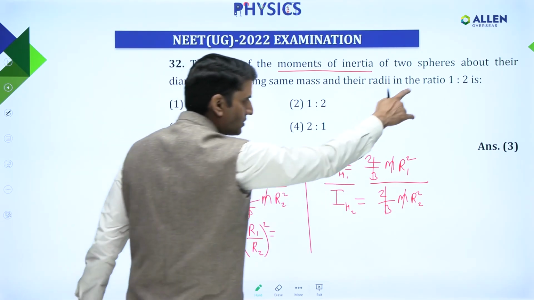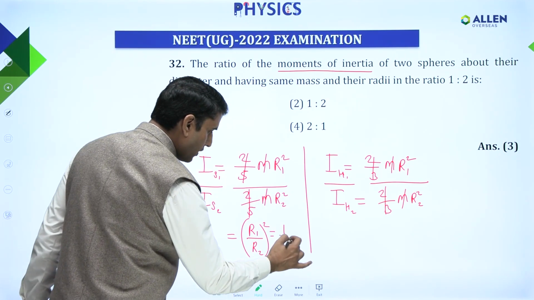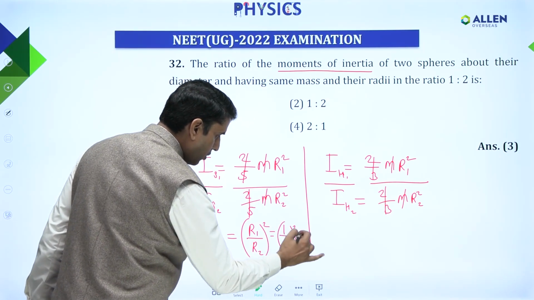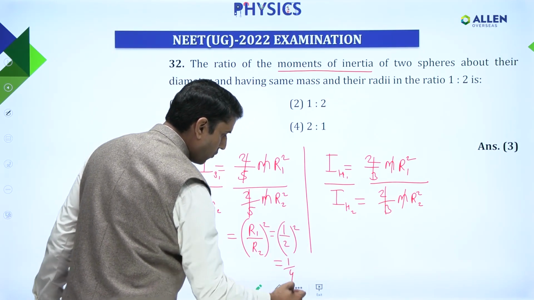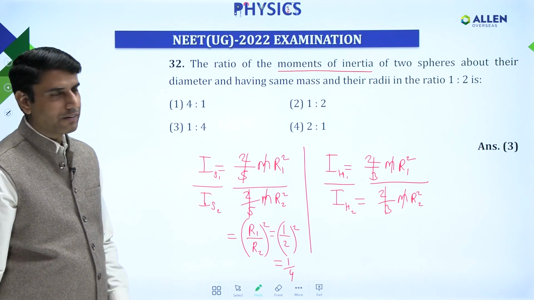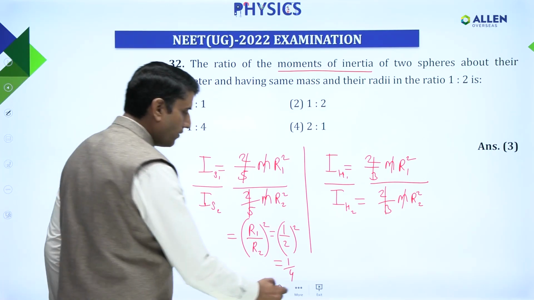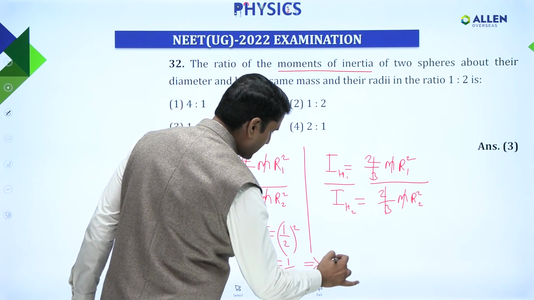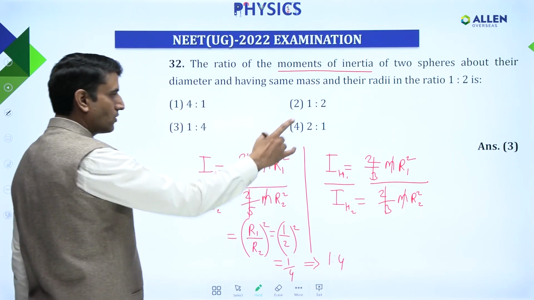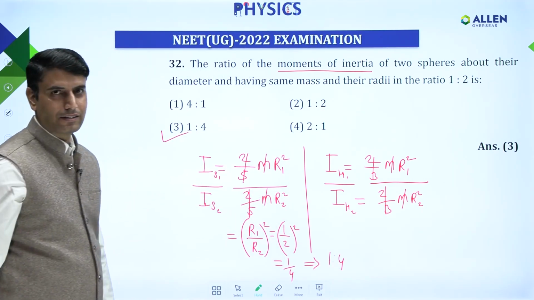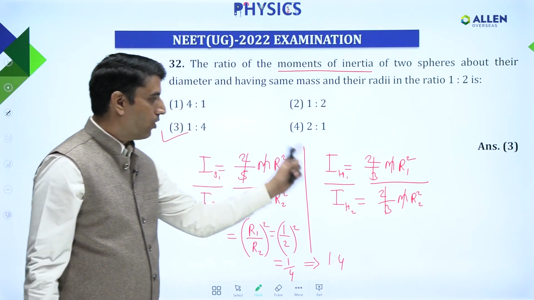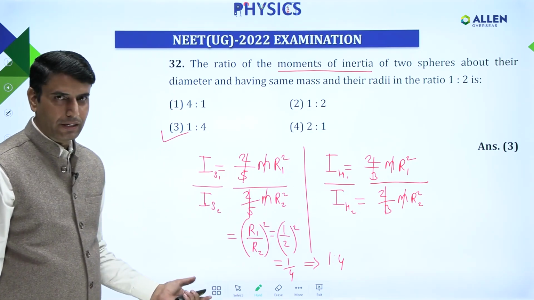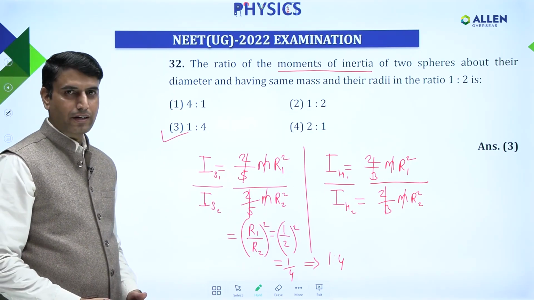r1 upon r2 is 1:2. So 1 by 2 whole square is 1 by 4. So that would be the ratio of moment of inertia, and we can write it as 1:4. So the third option is the right answer. Similarly for hollow also we can say the same thing. I hope you got it.